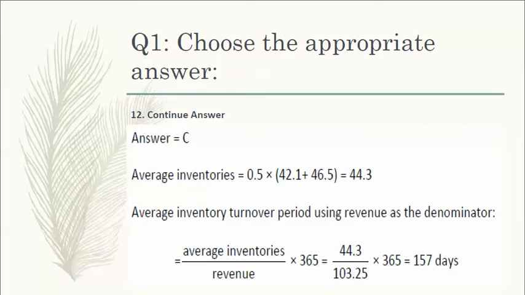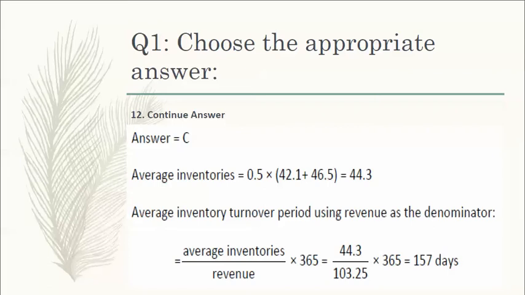But we need to know from where we get this answer. The average inventories equal 0.5 multiplied by the addition of two numbers, 42.1 plus 46.5. So we have that the average inventories equal 44.3, but we need to know from where we get 42.1 and 46.5.